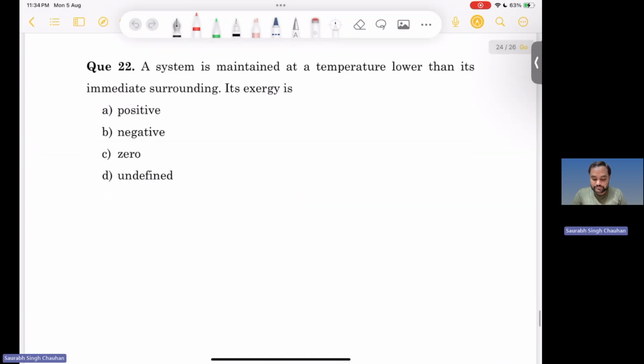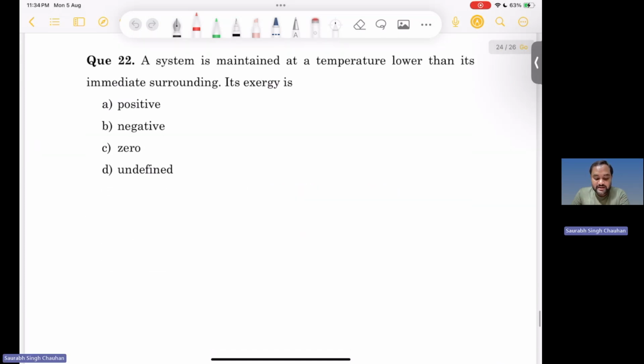Question 22. It says a system is maintained at a temperature lower than its immediate surrounding temperature. Its exergy is positive, negative, zero, or undefined. If the temperature of a system was greater than the surrounding temperature, then we know that exergy is positive. But what about the case when the temperature of the system is lower than the surrounding? Will the exergy be negative or positive?